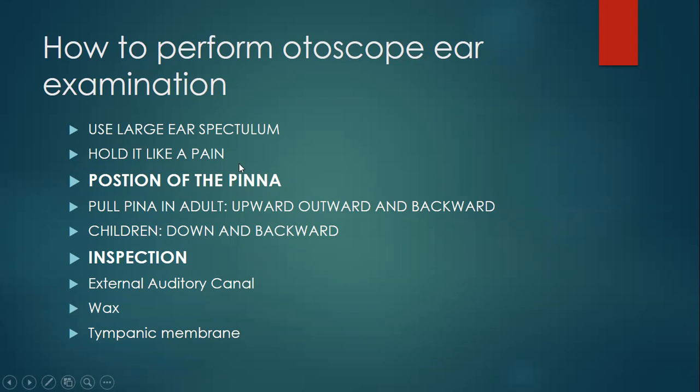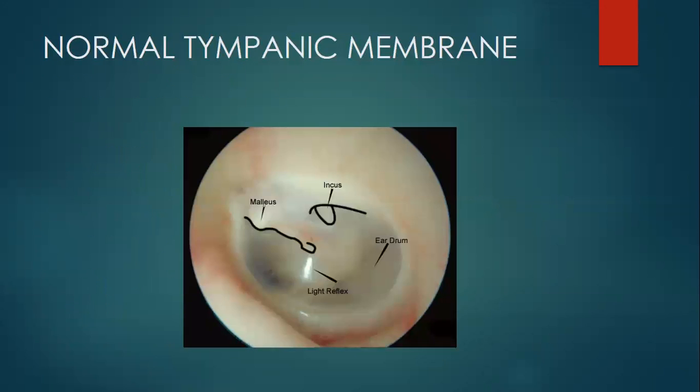For inspection, you are going to inspect the external auditory canal. You see if there is any wax or not, and then if you go right inside, you see the tympanic membrane and how it looks. Is it intact or not intact? What are the normal landmarks? So we'll see here the normal tympanic membrane landmarks.